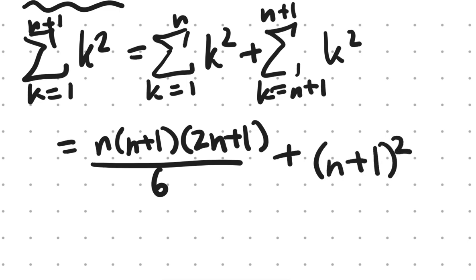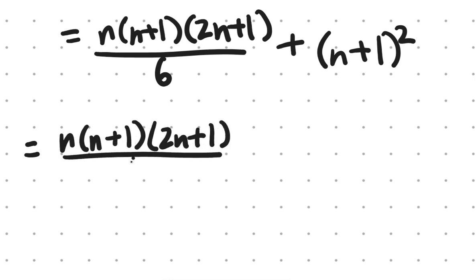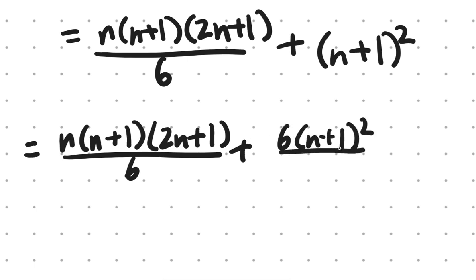Now, since we want to put them together, I would like to multiply and divide the (n plus 1) squared by 6, so that we can put the fractions together. Then we have n times (n plus 1) times (2n plus 1), all divided by 6, plus 6 times (n plus 1) squared, all divided by 6.